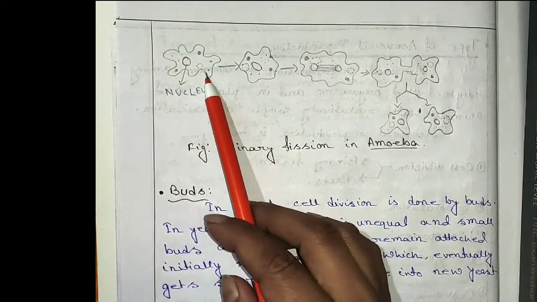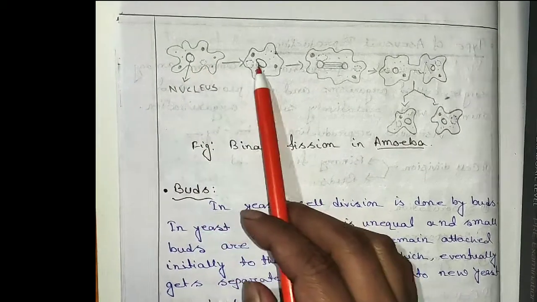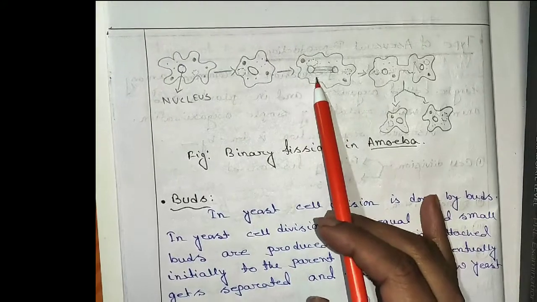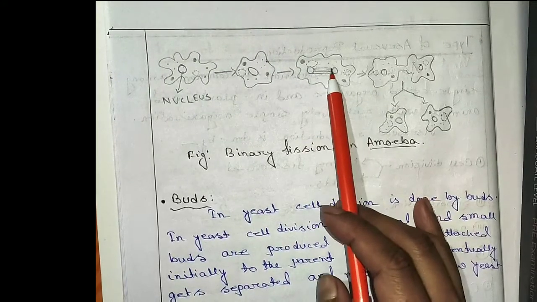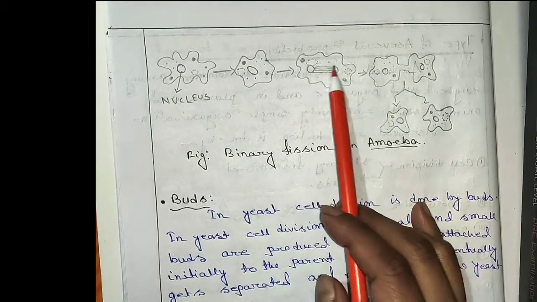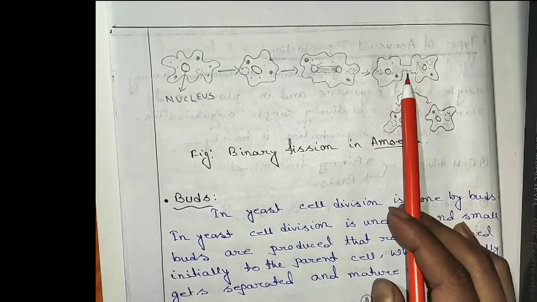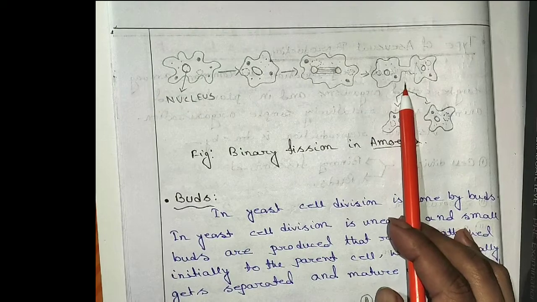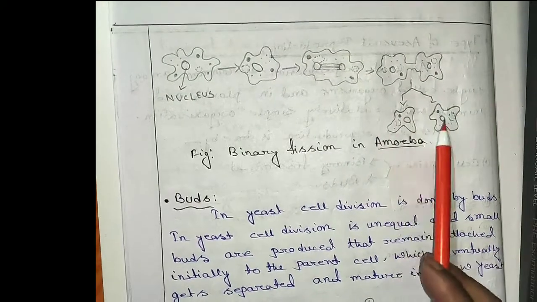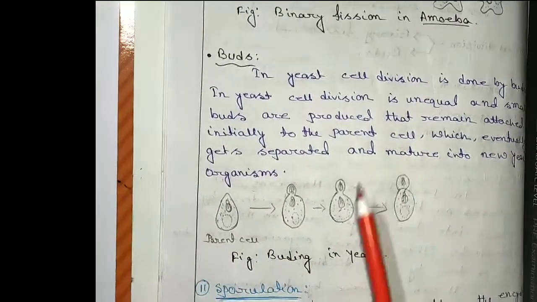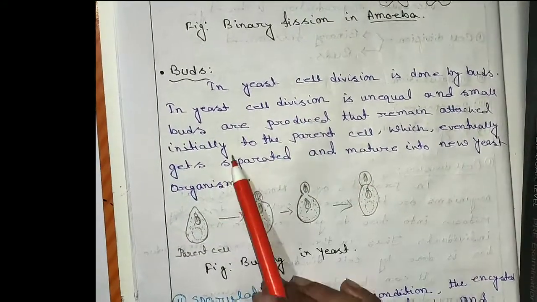This is a parent amoeba with its nucleus, and here the body of the amoeba enlarges, the nucleus is divided into two halves, and here the nuclei are separated and mitotic cell division happens. Two organisms are produced.